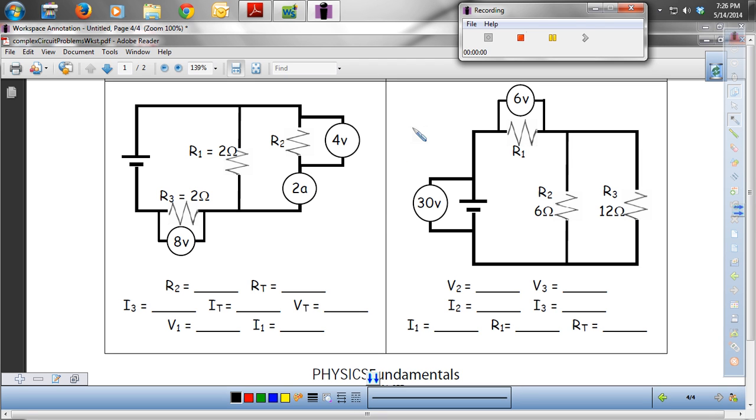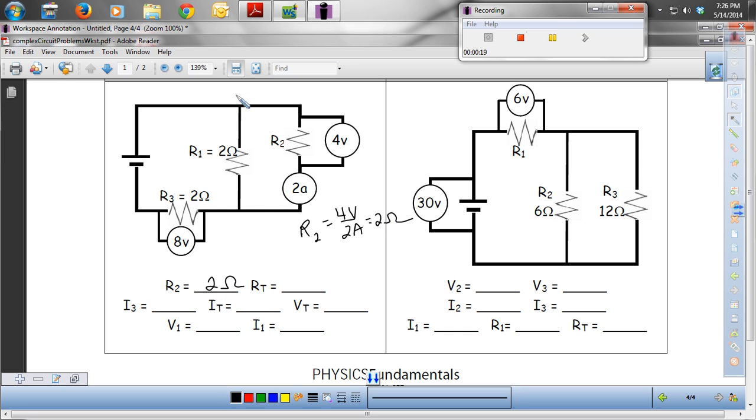Okay, let's look at this last group. So I have a 2 ohm, I don't know what that is, and I have a 2 ohm. So I have to do some thinking. Well, I know that there's 2 amps here, so R2 is going to be 4 volts over 2 amps, or 2 ohms.